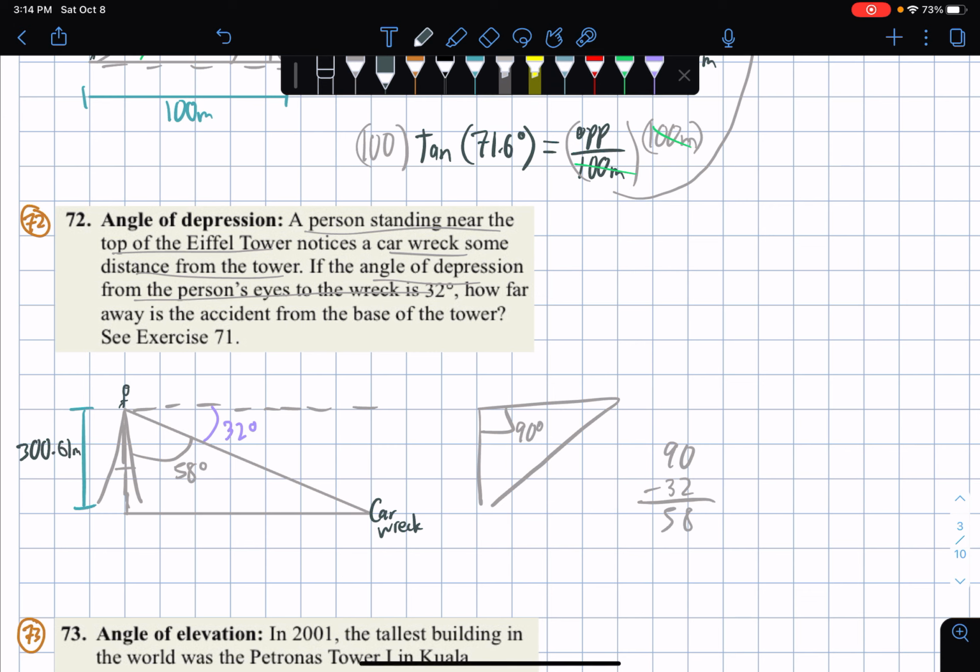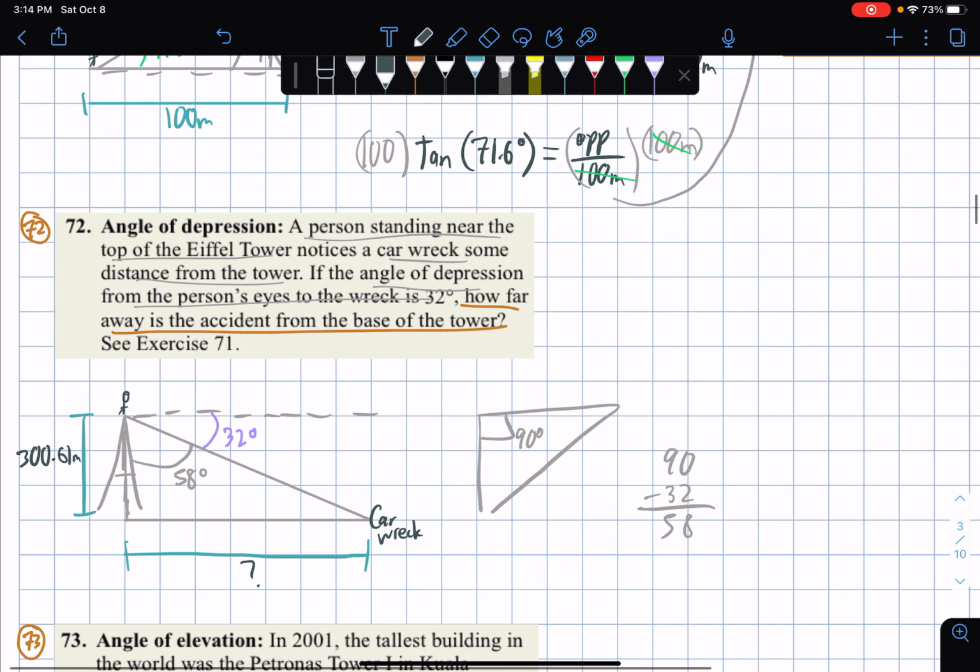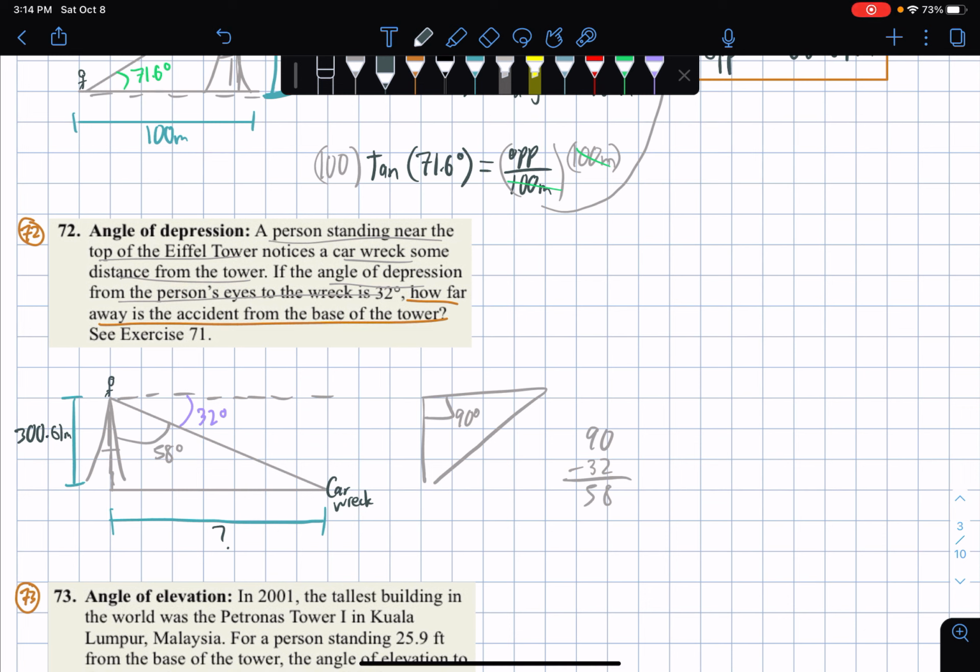And so the question is, how far away is the accident from the base of the tower? So this is where the accident is, and this is where the base of the tower is. So you can conclude that this is the missing value. So I suppose that we're set to go.